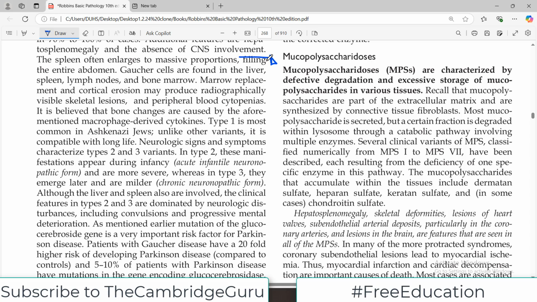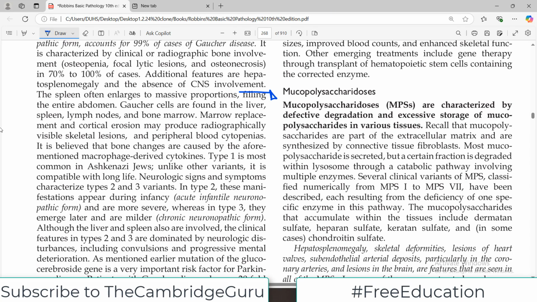Today's topic is going to be mucopolysaccharidosis. As the name indicates, in the lysosomal storage diseases we have been discussing so far, the name most of the time gives it away. So in this disorder, what will be increased in quantity? Mucopolysaccharides. Okay, so this mucopolysaccharidosis, which I will refer to as MPS, is characterized by defective degradation and therefore excessive storage of what?